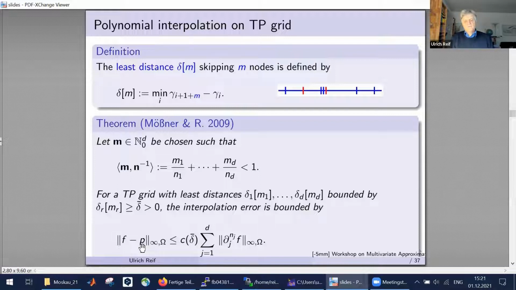Then the interpolating polynomial p is such that the error is bounded by the pure partial derivatives alone, always of order nj in j's direction, and the constant is independent of the intermediate least distances. So if you find an m such that this is bounded away from 0, then you get the best possible error estimate.